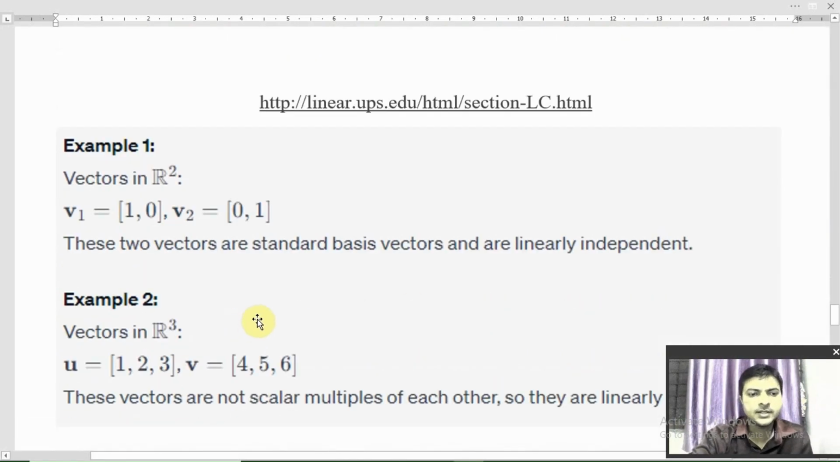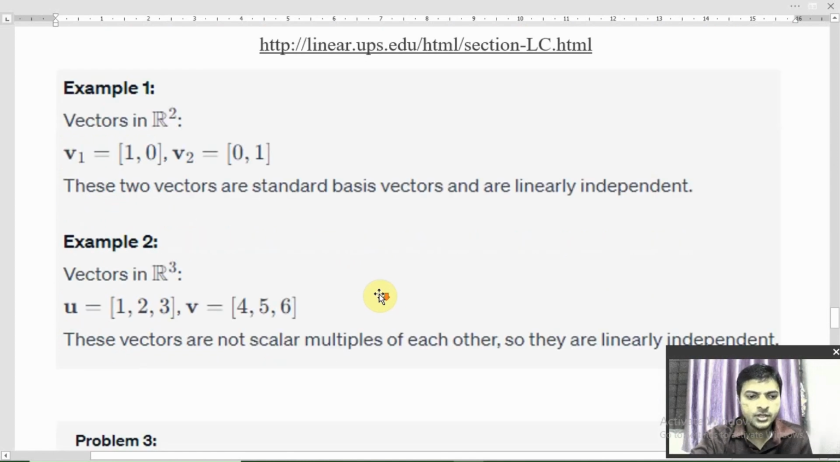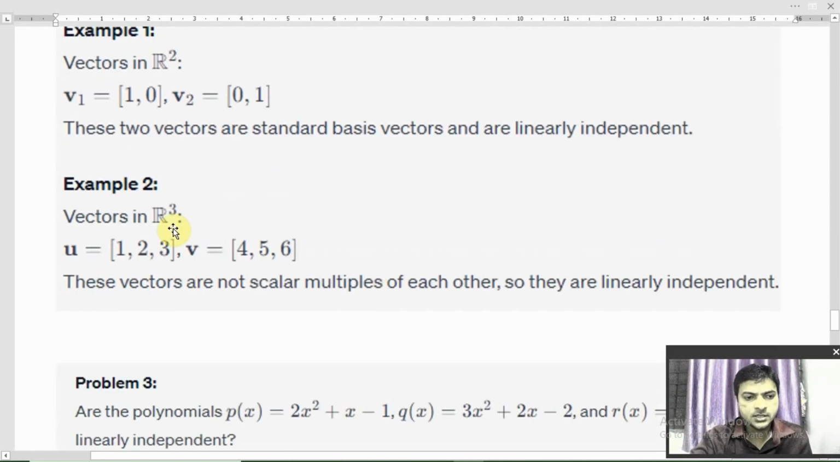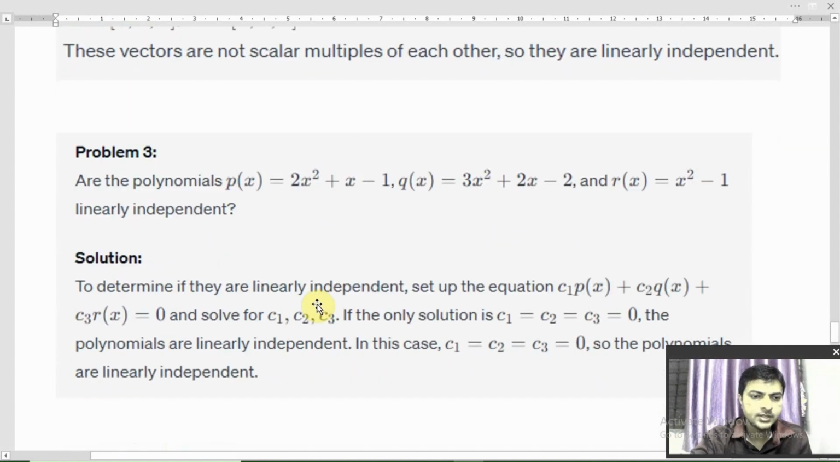So a few examples: in R2, v1 is equal to (1, 0), v2 is equal to (0, 1). These two are called the standard basis vectors and are linearly independent. Then example 2, in R3: if we say u is equal to (1, 2, 3) and v is equal to (4, 5, 6), these vectors are not scalar multiples of each other, so they are linearly independent. Example 3: the polynomials p of x is equal to 2x square plus x minus 1, q of x is equal to 3x square plus 2x minus 2, and r of x is equal to x square minus 1. Are they linearly independent?